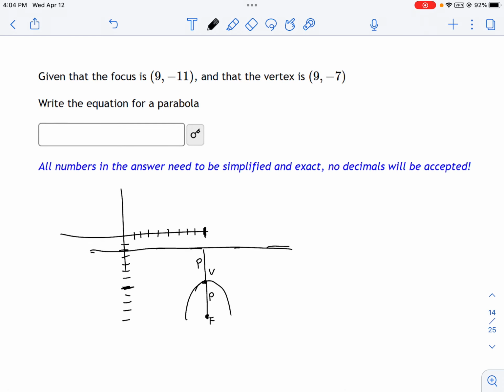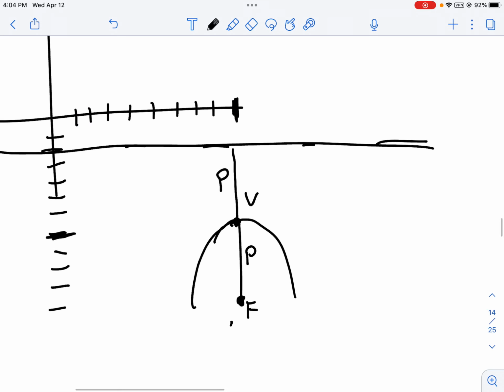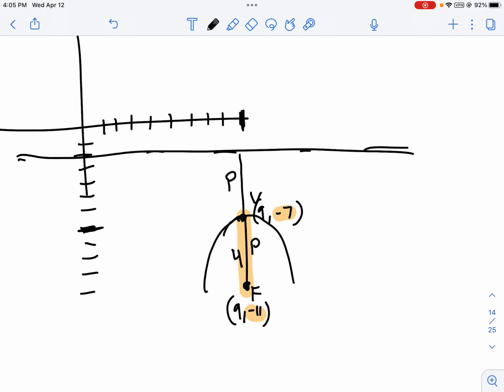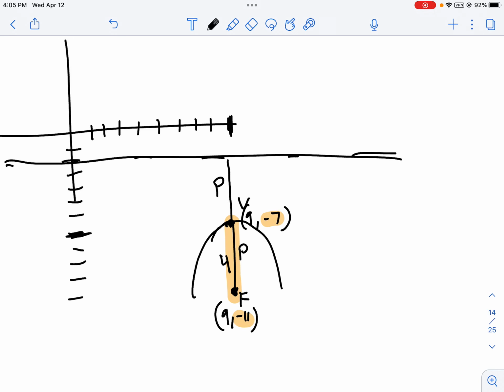So, looking at this one, we say, alright, if this first point is at (9, -11) and this next point is at (9, -7), what's the distance between them? What's the distance between negative 7 and negative 11? Well, you can literally just count with your fingers, right? Negative 7 to negative 8, negative 9, negative 10, negative 11. That's a distance of 4, okay? Now, specifically, that's going down, negative 4. You're going down for this thing. So that means your p equals negative 4.